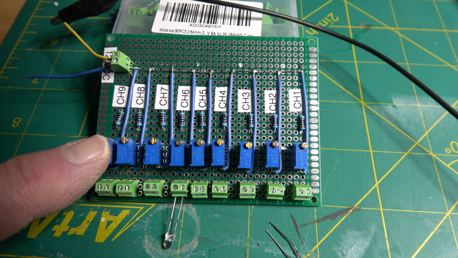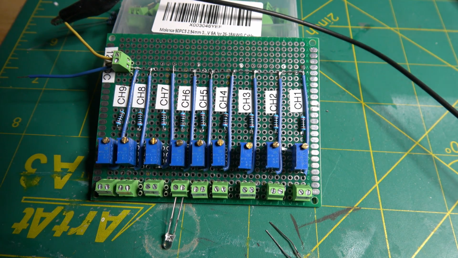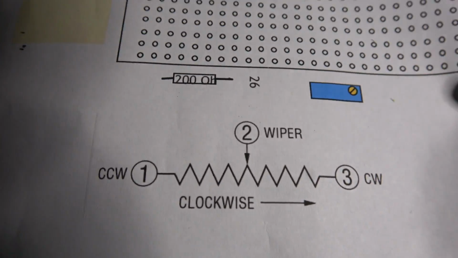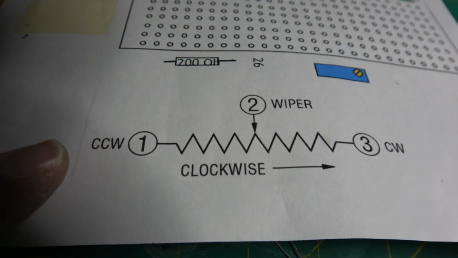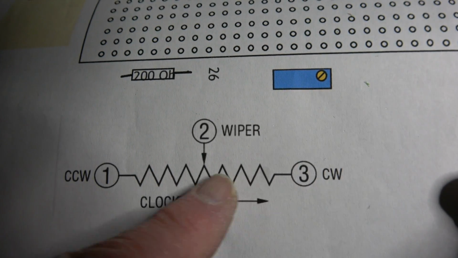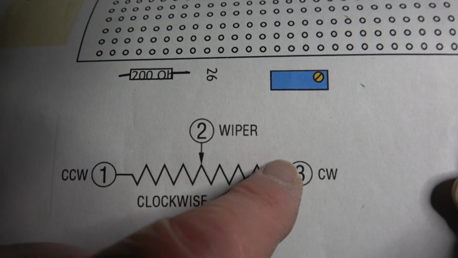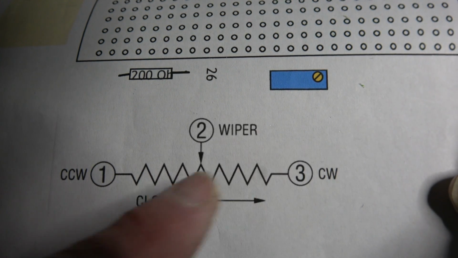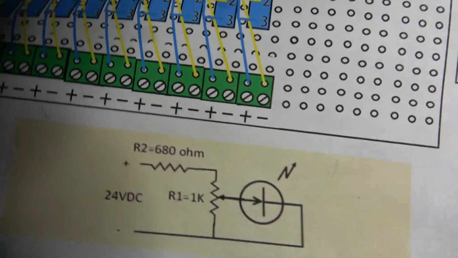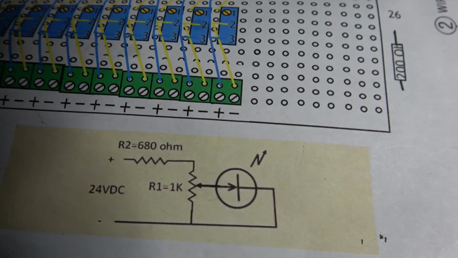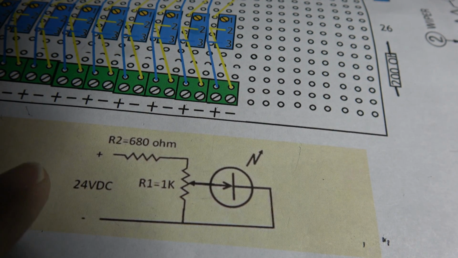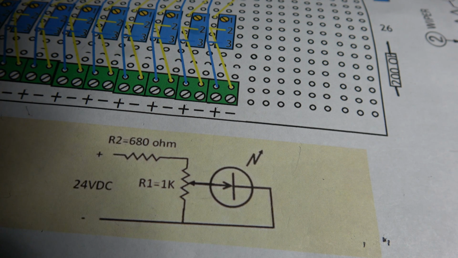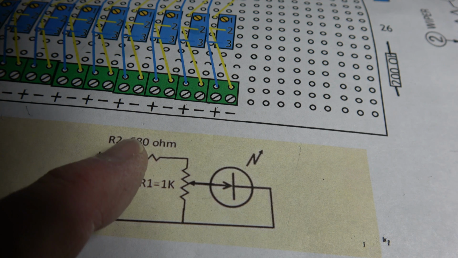Each one of these little blue boxes has a variable resistor pot in it. The circuit from the manufacturer is like this. There's a resistor, and then there's a wiper that can move up and down the resistor, and the farther it gets away from the source, the greater the resistance is. Then Practical Engineering supplied this diagram. He was using 24 volt DC and a 680 ohm resistor. I substituted a 200 ohm resistor there.